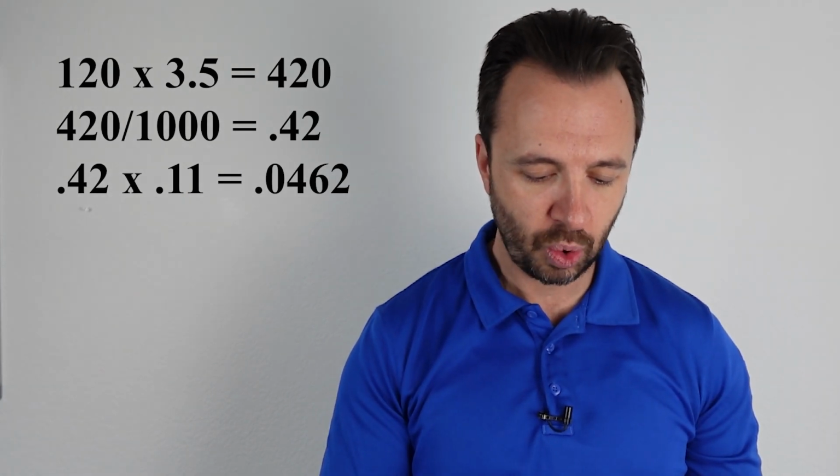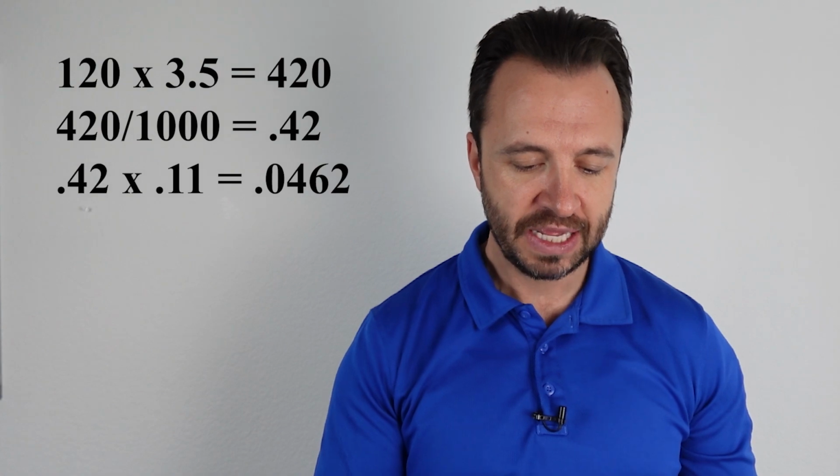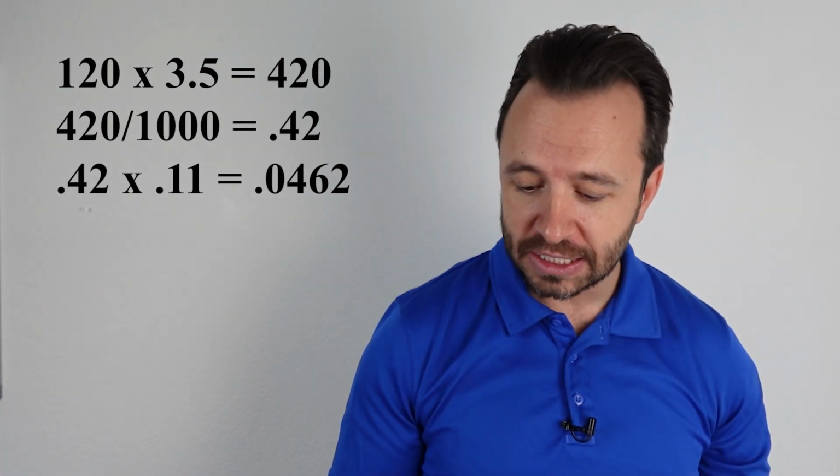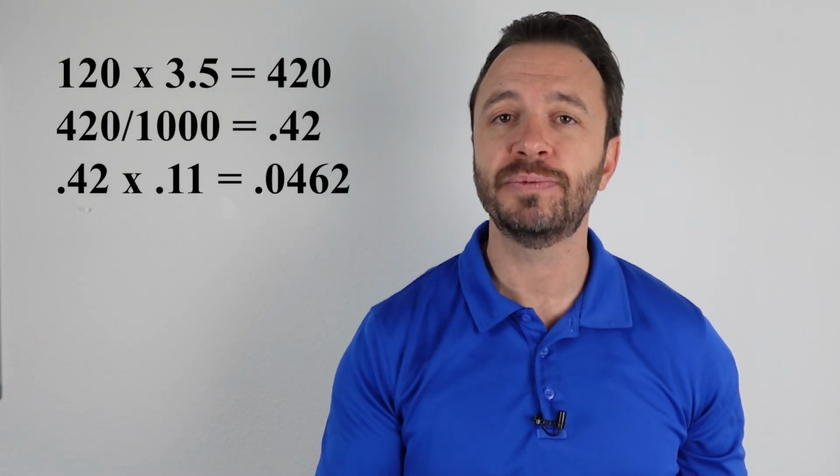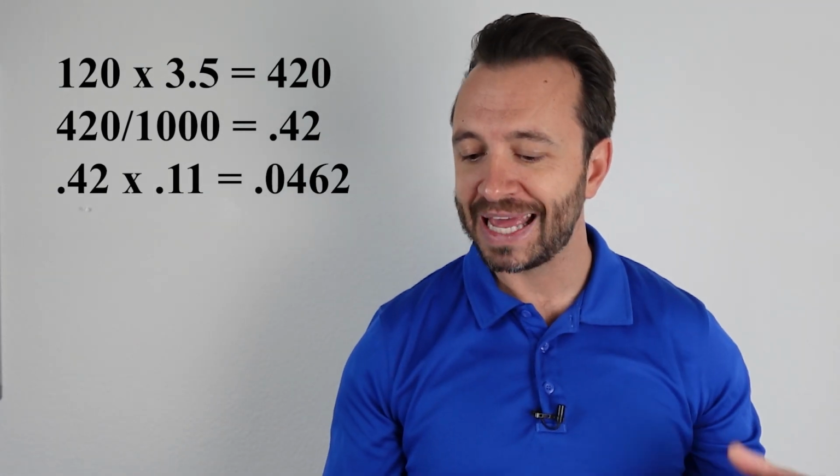So 120 times 3.5, that is 420. So that is 420 watts. Again, we divide that by 1,000, and that gives us 0.42 kilowatts. We multiply that by the hourly rate again, that's 11 cents.